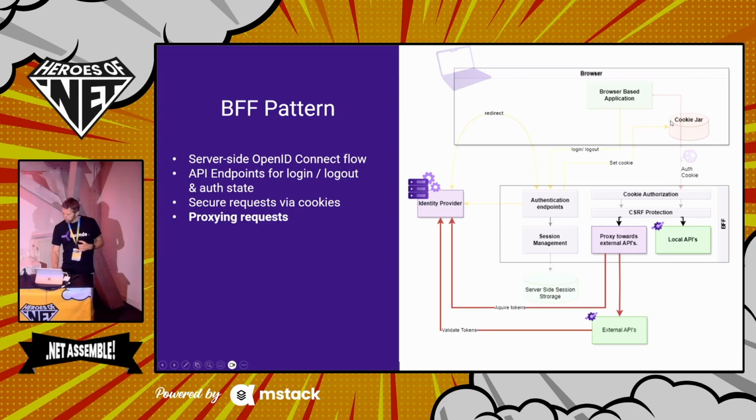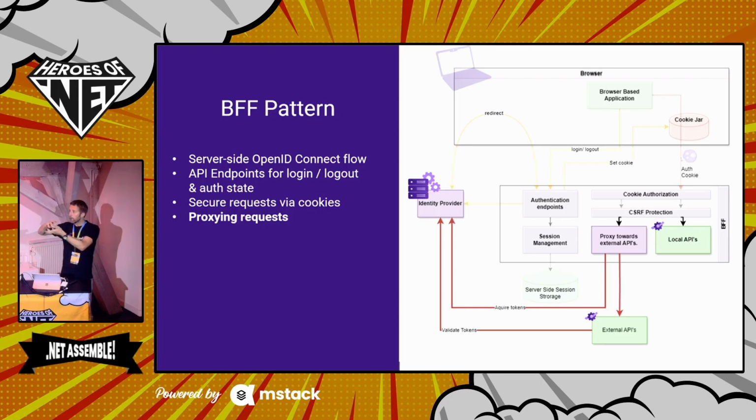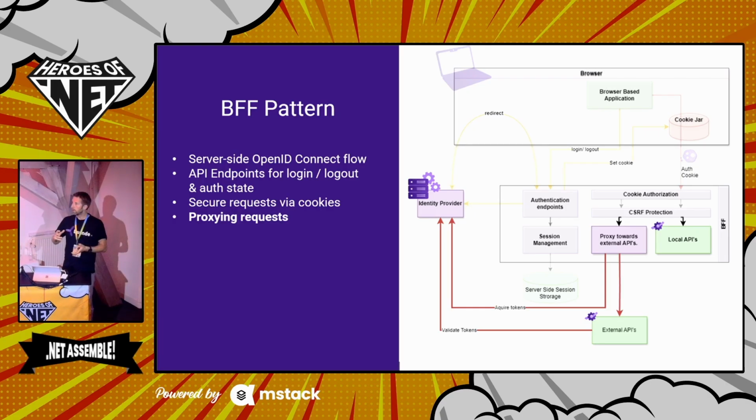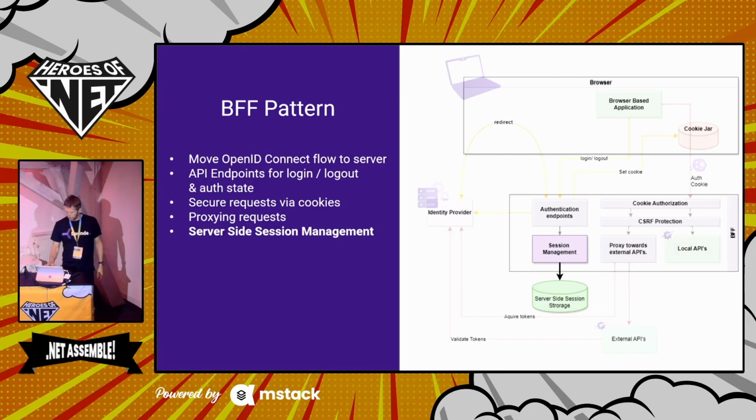Well, the BFF can proxy requests to other services, and in that proxying, it will do a token exchange. It will take the cookie, read information from it, exchange that for an access token, and then forward the access token on. And that is perfectly fine, because that access token never travels via the browser, right? This is server-to-server communication, so using access tokens there is perfectly fine, right?